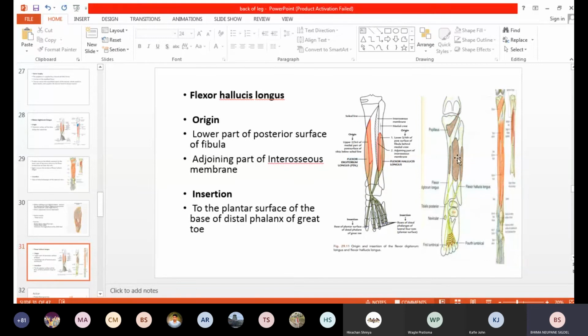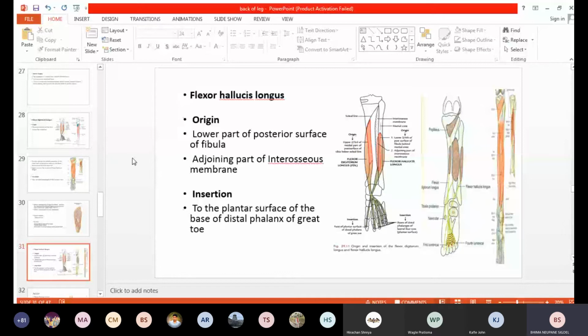So this is about the origin of the flexor hallucis longus. Now this tendon goes downward and is inserted into the plantar surface of the base of the distal phalanx of the great toe. You have to see this one: this is the great toe. These three things you have to remember: plantar surface, base, of the distal phalanx of the great toe.